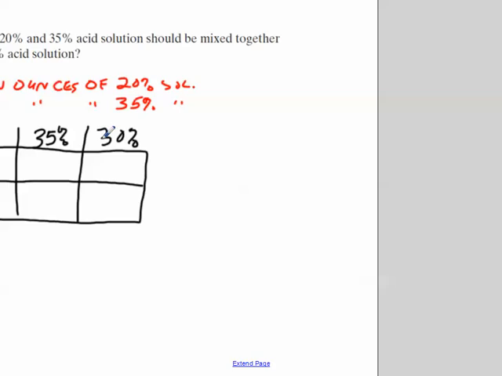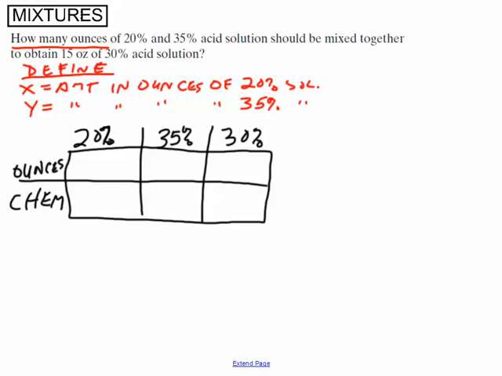Hang on a second. I don't know why this is doing this. All right, there we go. We're back. So we've got to figure out what information we can put into the table from the information that we've got up here. The number of ounces that we have here: we've defined it as a variable. Amount of ounces of 20% solution, well, that's x. Amount of ounces of 35% solution, that's y. And then 30%.